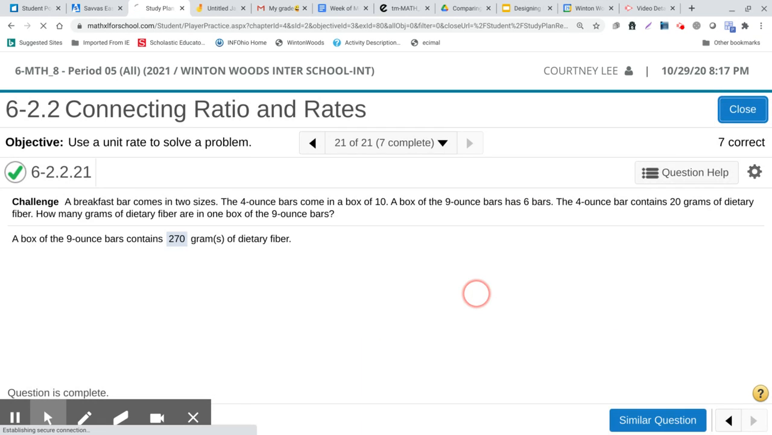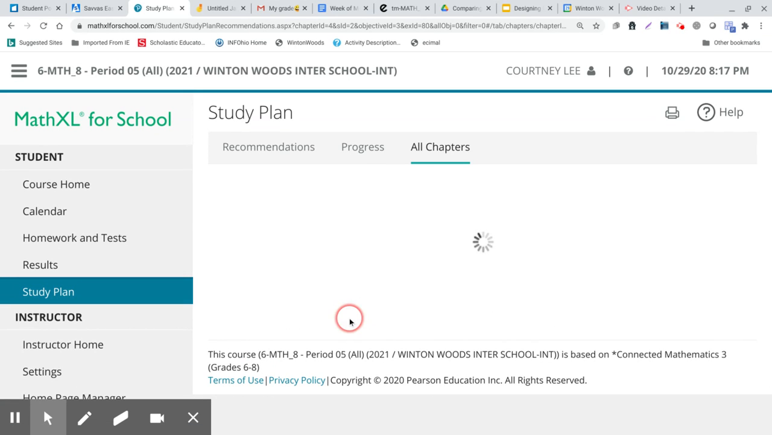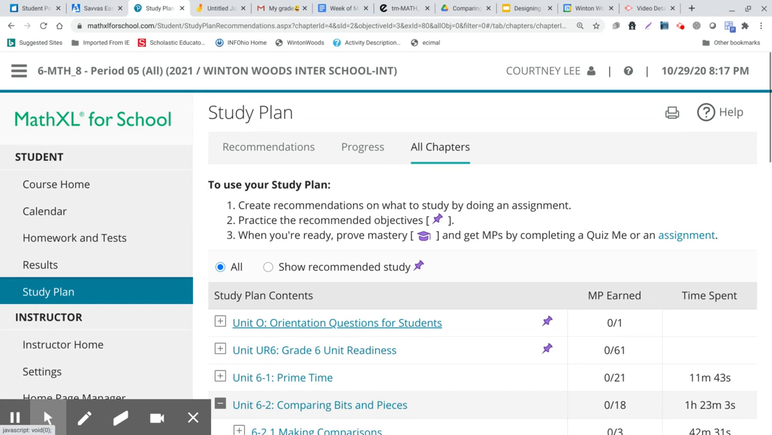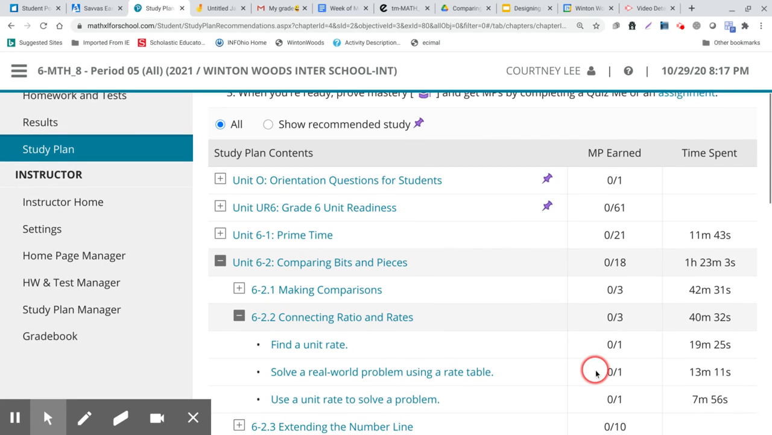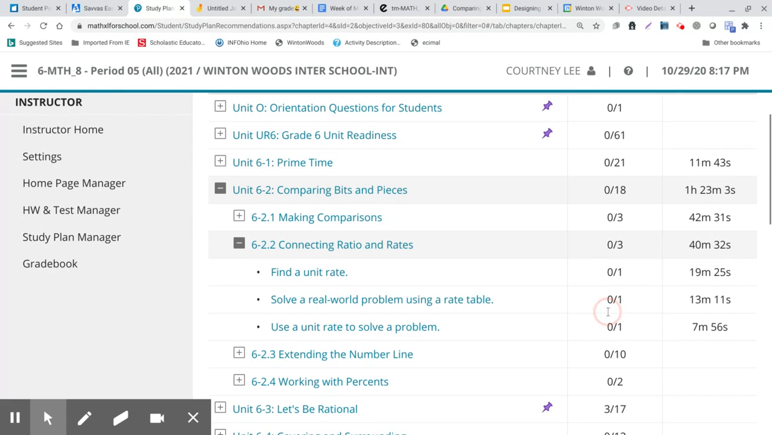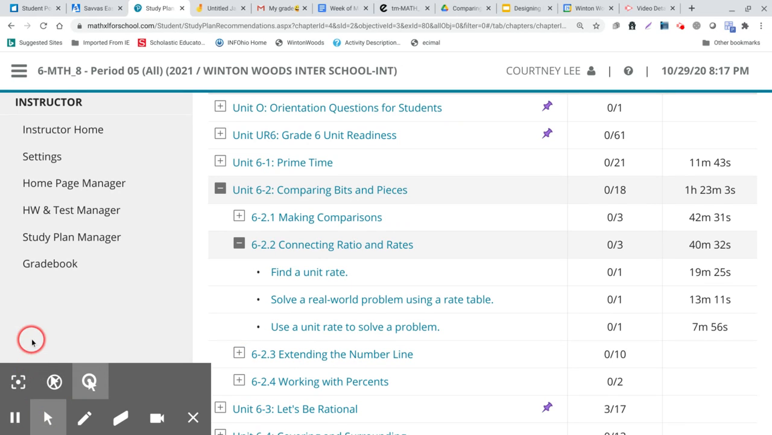I did it. So as always, there's question help there, but yeah, I need you to have all 6 of these mastery points by Monday. So then we can move on to our next investigation. All right, thank you.